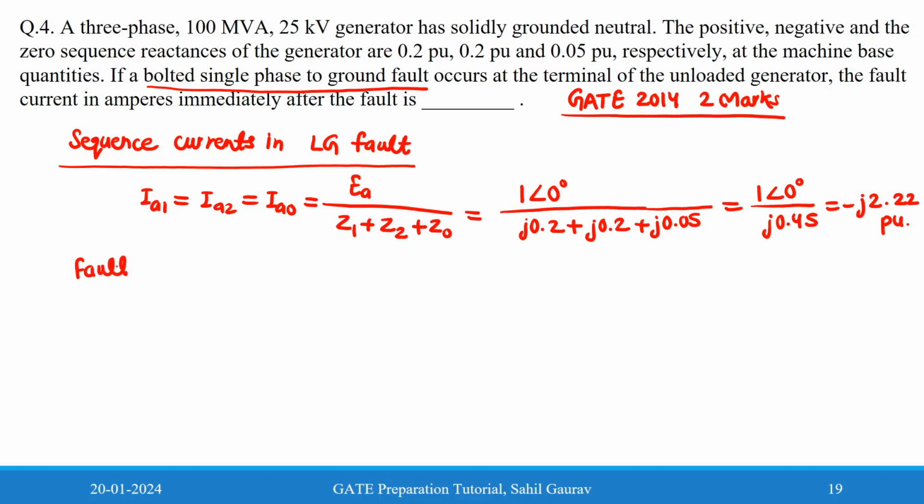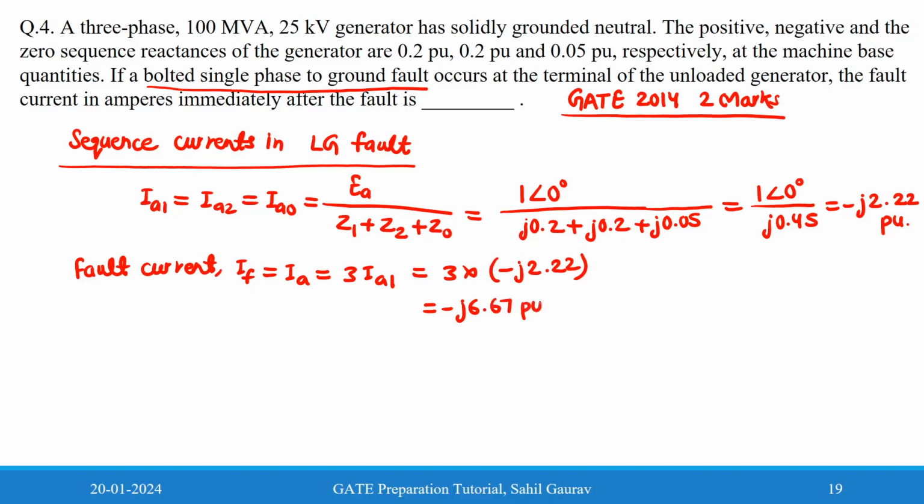So fault current will be, fault current IF is equal to IA is equal to 3 times of sequence currents, positive sequence current, 3 times of minus J2.2 per unit. So it will give you as minus J6.67 per unit. So all these values are in per unit.